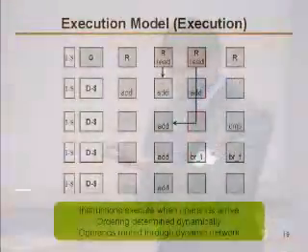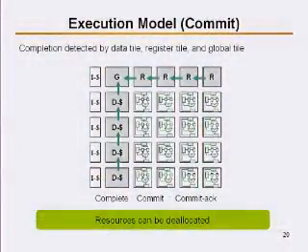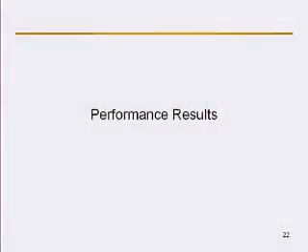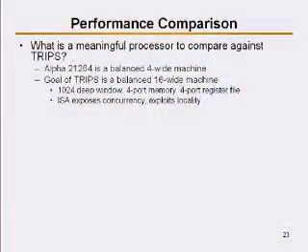Okay, so I was here. Let me talk now a little bit about performance results and compare this against other existing designs. Before doing that, the question comes up, what is a meaningful processor to compare against the TRIPS processor? So we looked at the Alpha 21264, which is a balanced 4-wide machine. One goal of TRIPS is to understand what is required to build a balanced 4-wide machine. So that's the baseline I'm going to be comparing against for the next few slides.